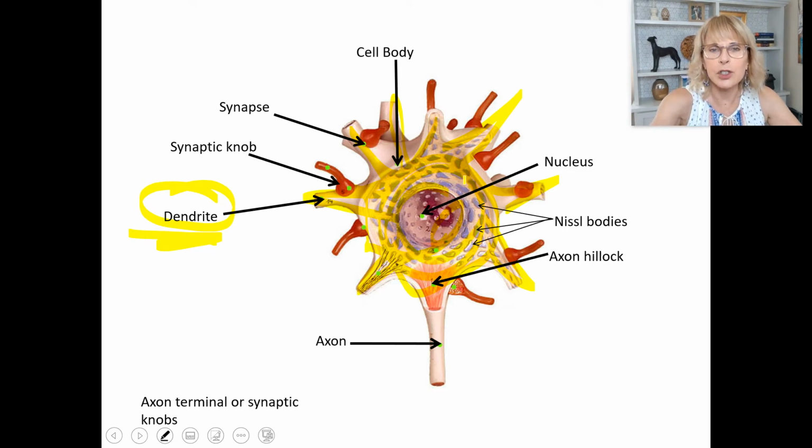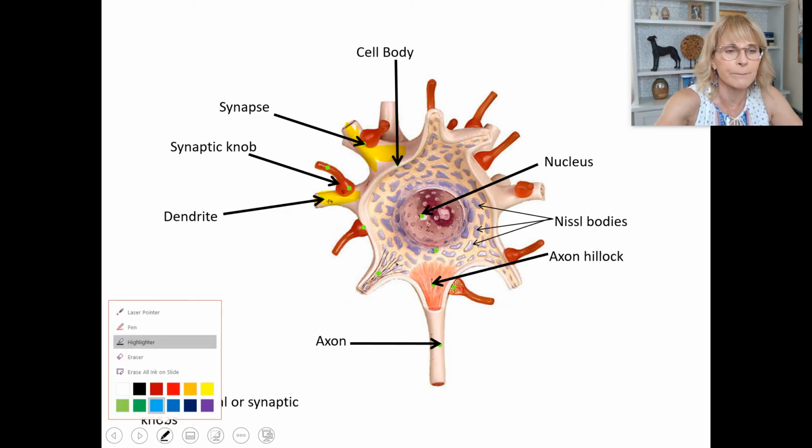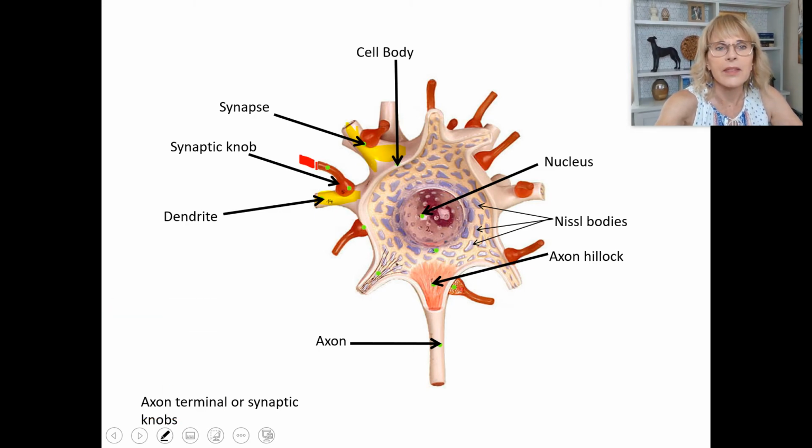And it's the job of the cell body to think about that information that they're getting and decide, hey, do I think this is important and I want to send it along or not, right? Now, where are the dendrites getting their information from? The dendrites are getting their information from these guys, the synaptic knobs.